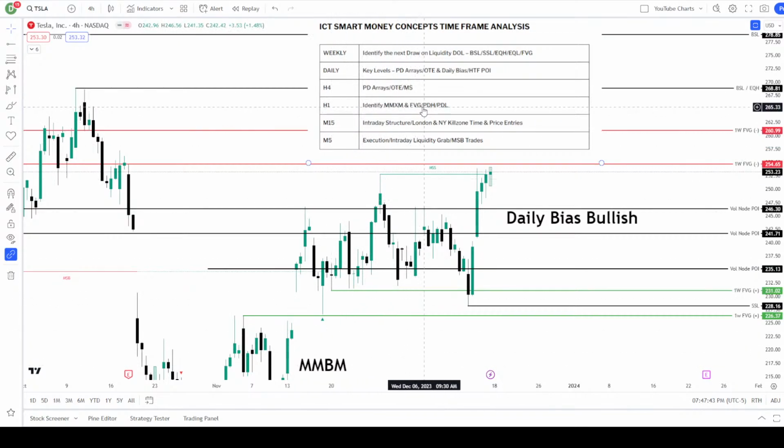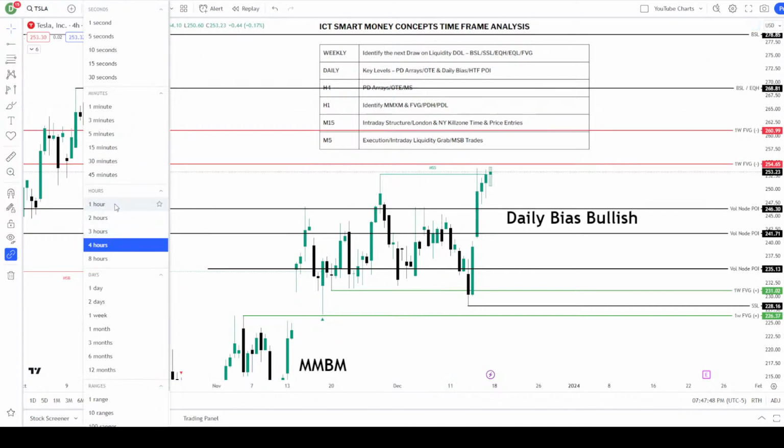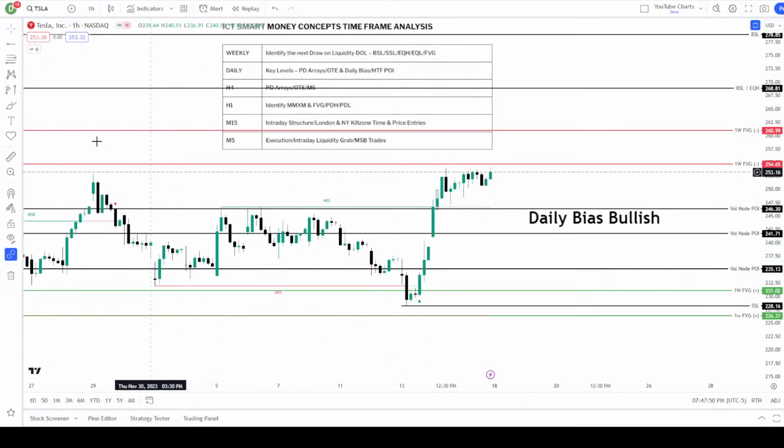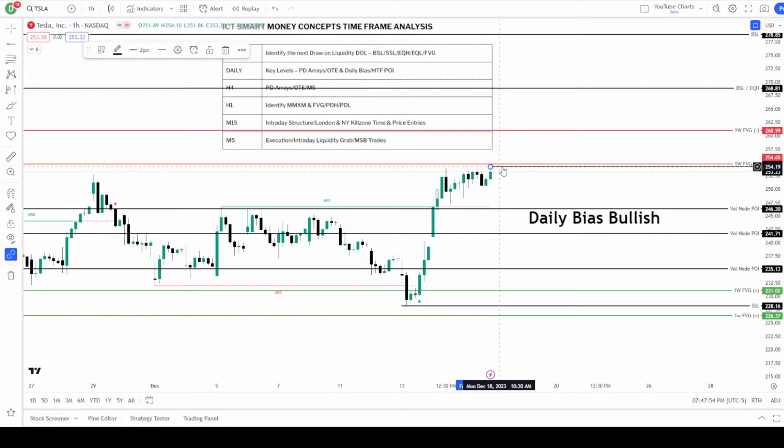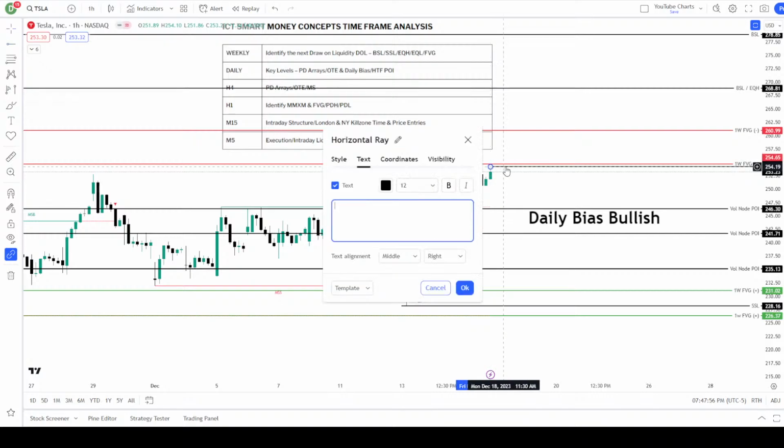And so we'll look at fair value gaps on the 1 hour. We'll look at previous day high and previous day low. Okay, so we got our 1 hour time frame here. We're going to put our previous day high. So that's Friday's high right there. And it's almost in that fair value gap, but not quite.